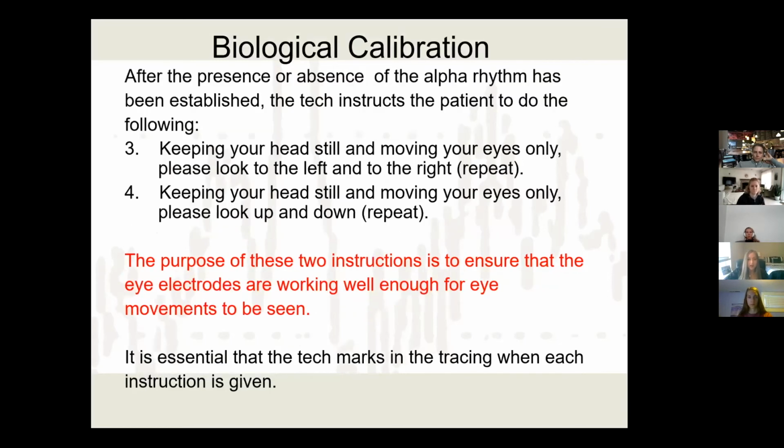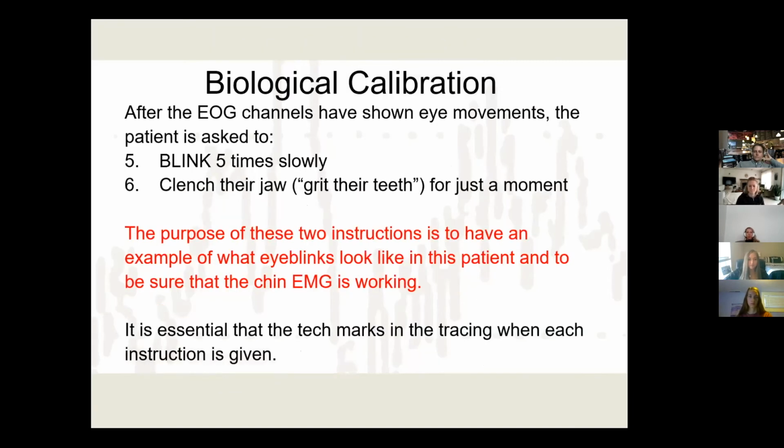The second two BioCals we ask are, without moving your head, look left and right a few times. Without moving your head, look up and down a few times. And these two instructions are really to make sure that those eye electrodes are working and that we can see all of these eye movements. And again, we'll put a tech note in the recording when we give these instructions.